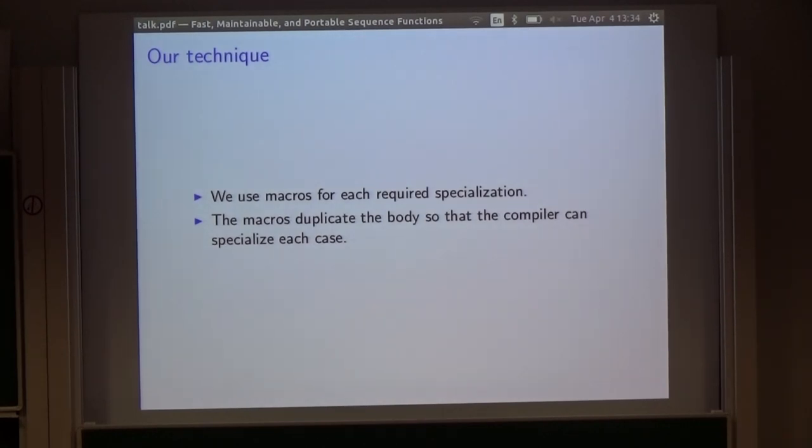So our technique uses macros for each required specialization, but not to create specialized functions. These macros will duplicate their body in interesting ways that will help the compiler optimize. So what I'm going to do is show you basically one simplified example that shows the technique as it is, and then you have to just imagine all the other possible specializations that we accomplish.